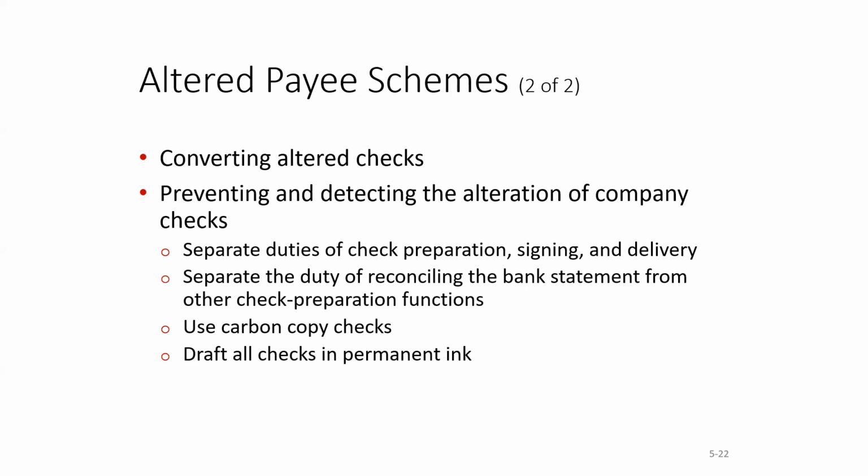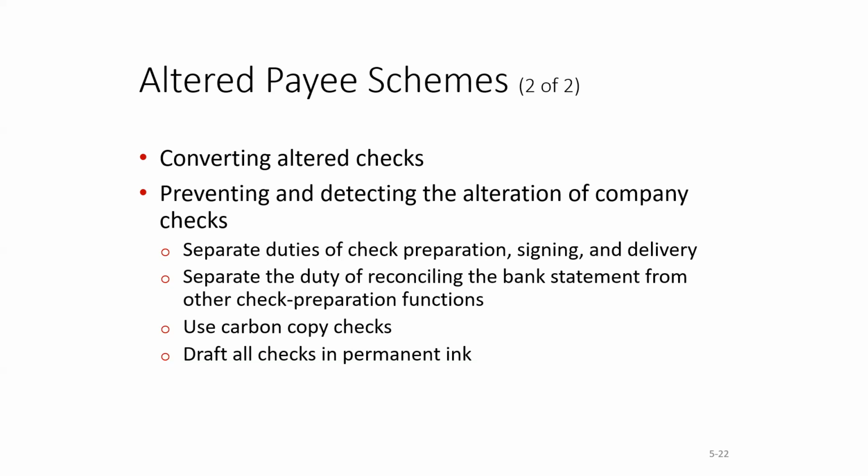So converting altered checks, as with all of these fraudulent checks, conversion is where we're going to endorse the check on the back, since it's already made payable to that, not super important. How can we prevent or detect?